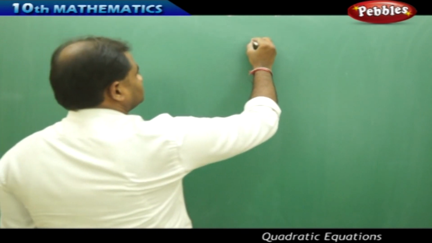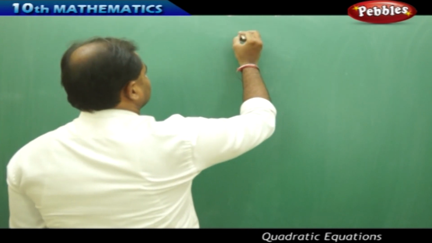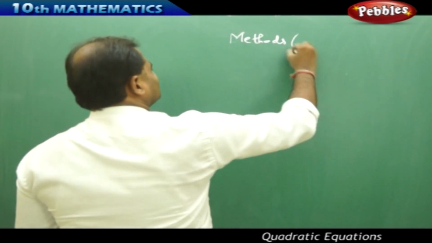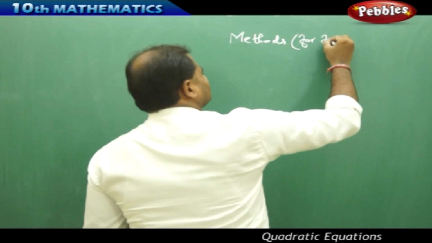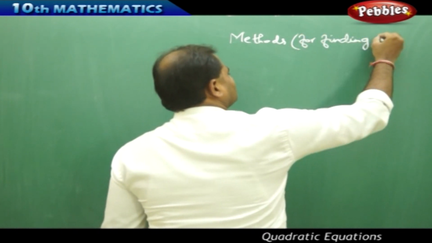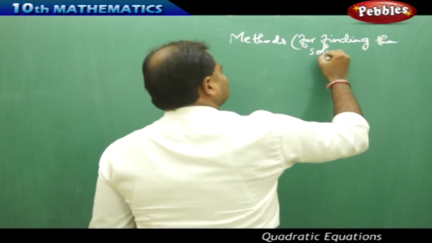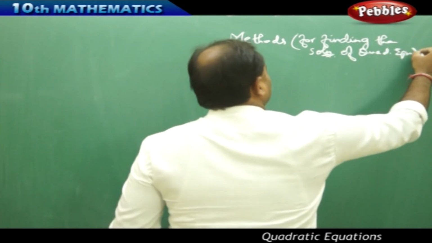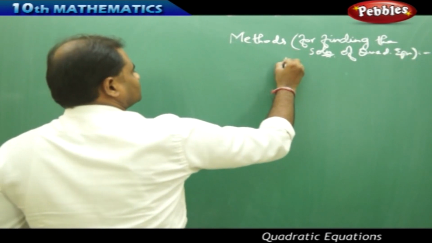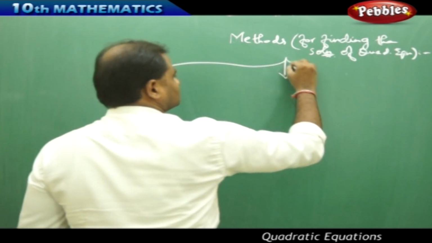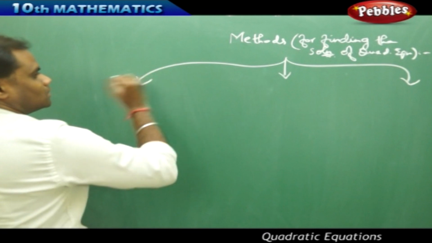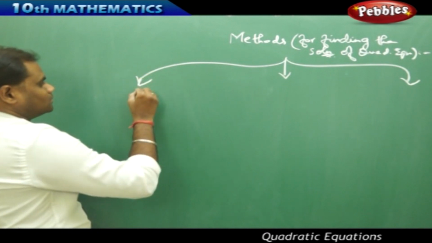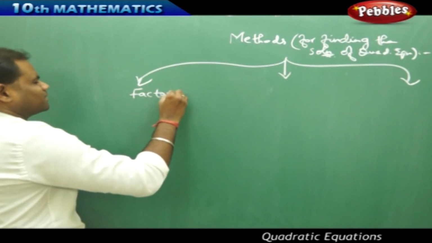So to start with, the methods for finding the solution of a quadratic equation, we have three basic methods in finding the solution of the quadratic equation. The first method is called the factorization method.